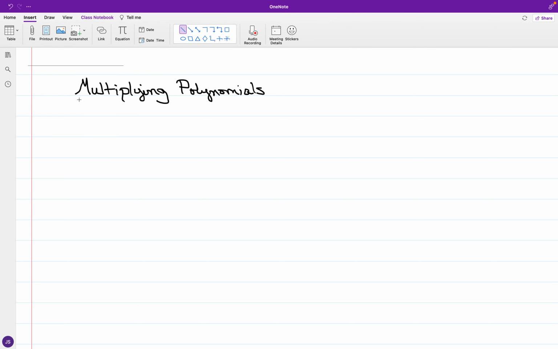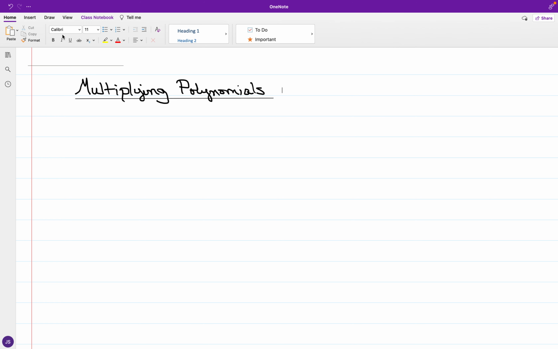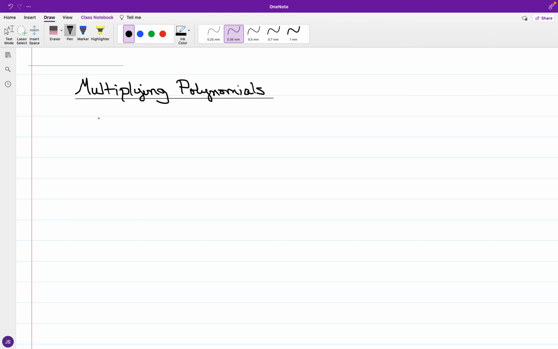And one common approach in the case of multiplying polynomials, especially if the polynomials are two-term expressions, is what is regarded as the FOIL method. And FOIL is an acronym for first, outer, inner, and last.